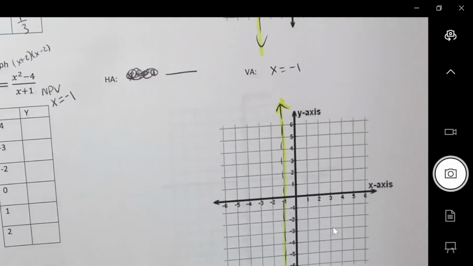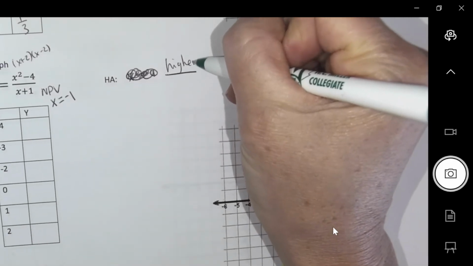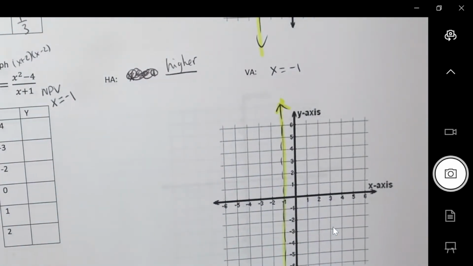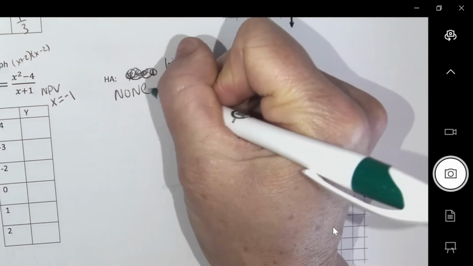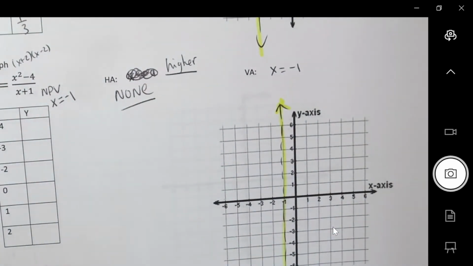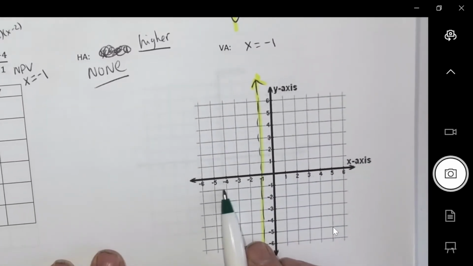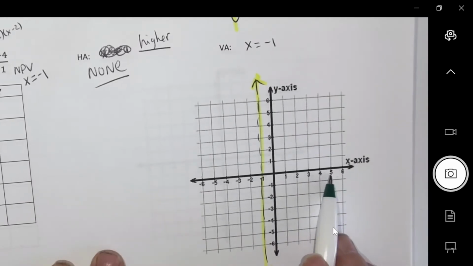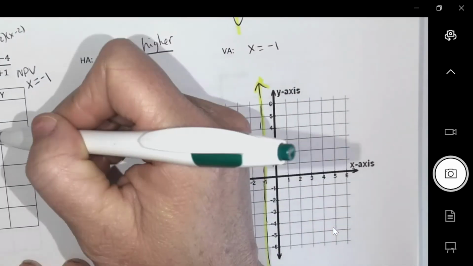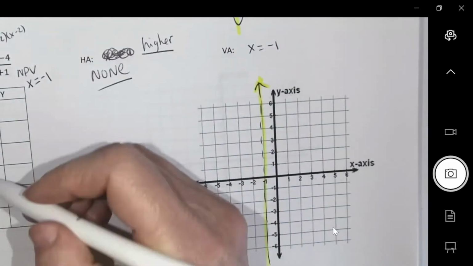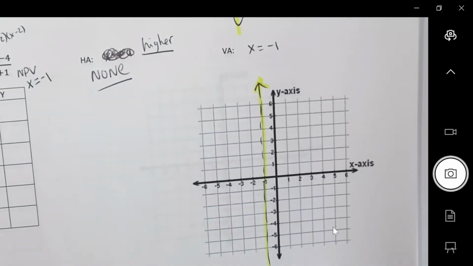What do we got going on? Higher or same? Higher on the top. So what does that mean again? If the degree is higher on the top, the number just gets bigger. So there's none. Okay, so now what I will do is I'm going to pick a couple x values on this side and a couple on that side. You can do 2 or 3 depending on if you understand what's going on.